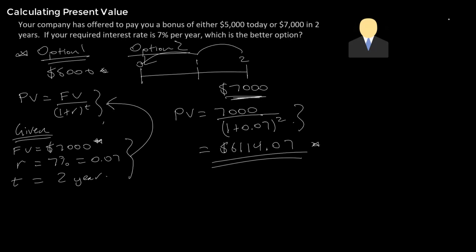So if we compare the present value of the $7,000 amount with option 1, the $5,000 amount, it's quite clear that it's better for us to wait 2 years and take the $7,000 bonus, because the present value of that $7,000 bonus based on an interest rate of 7% is worth significantly more than taking the $5,000 right now.